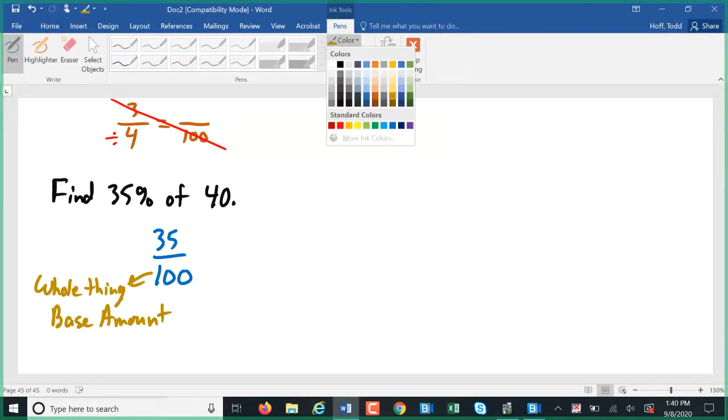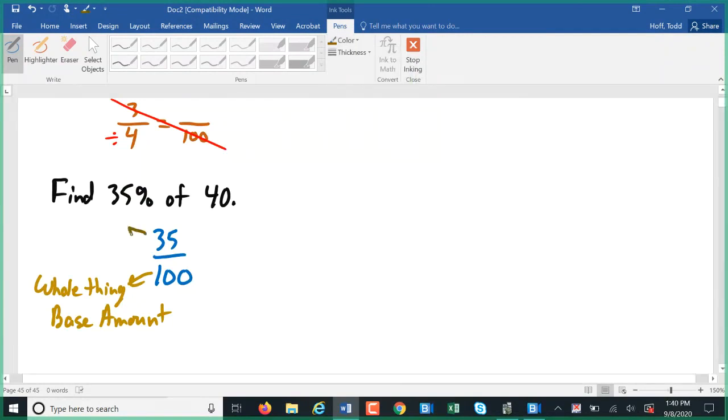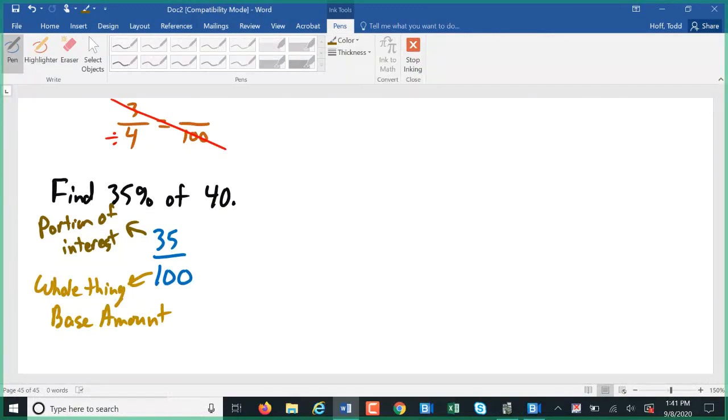The top number then, in this case the 35, is what's referred to as a portion of interest. It's a piece of that base amount that we are focusing in on, that we're interested in. Now, I'm being careful using the word piece because it's not always smaller than the base amount. Sometimes that portion is actually larger than the base amount if we get a percent larger than 100. And we'll see at least one example of that before we're done today.